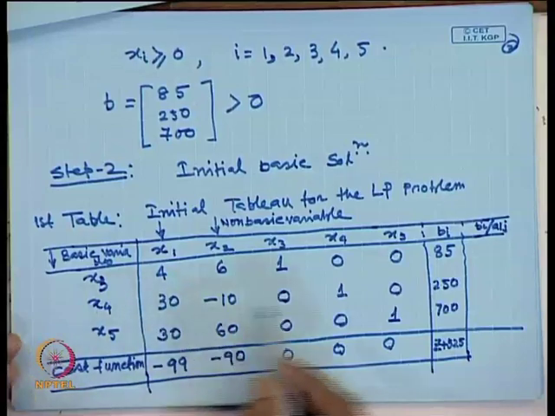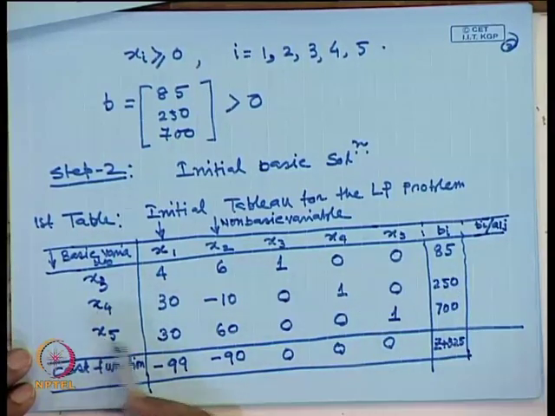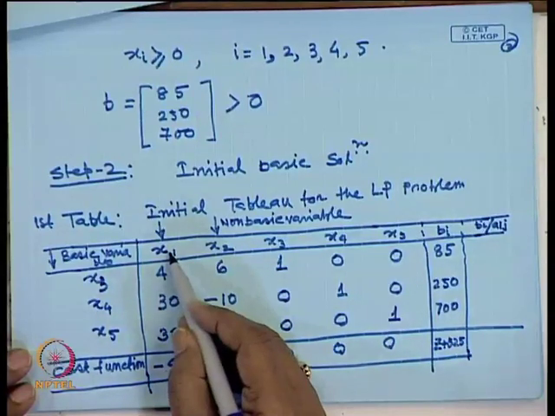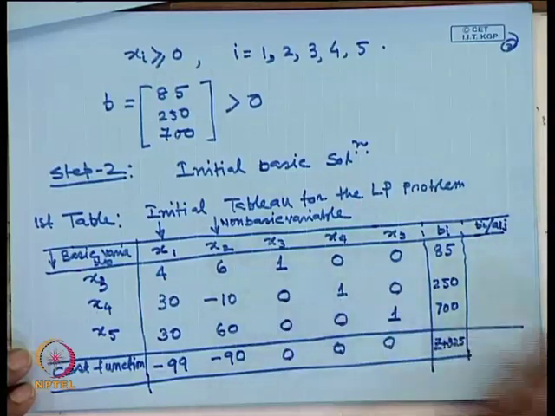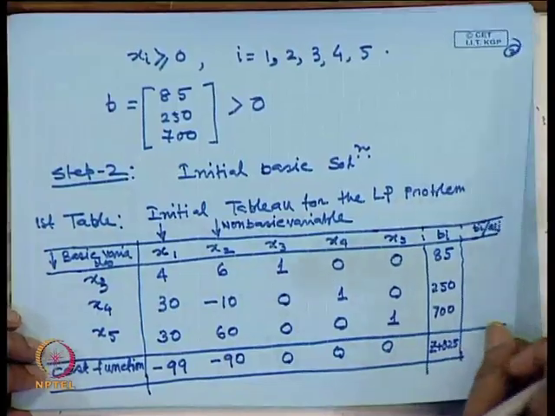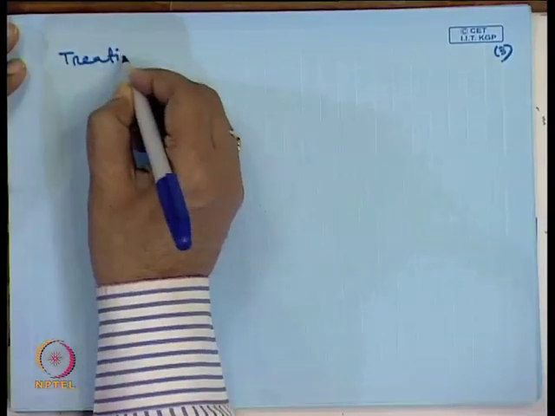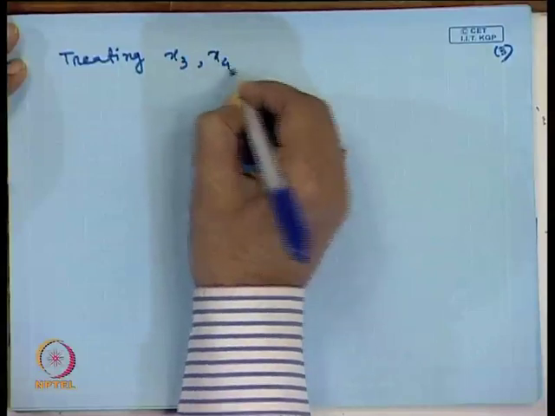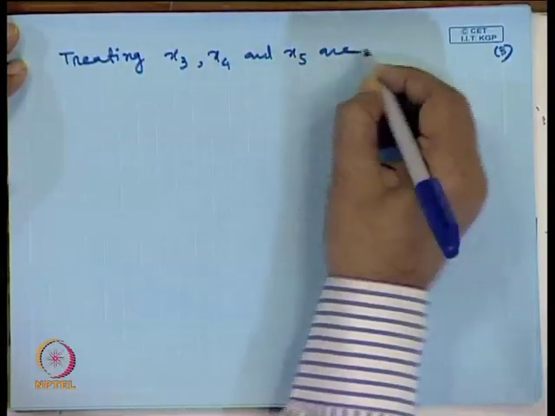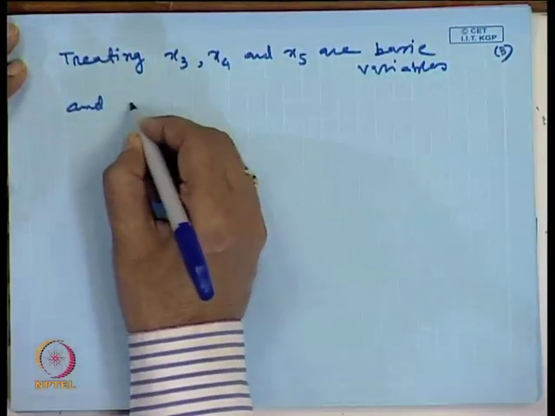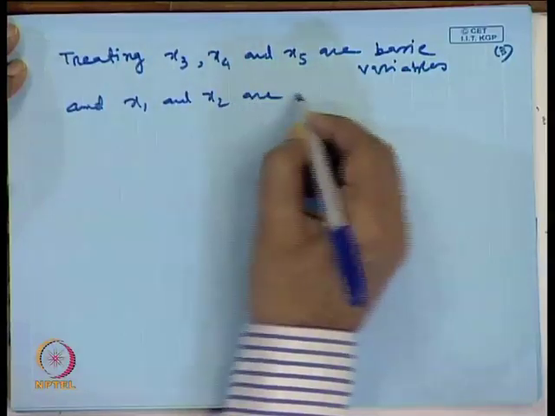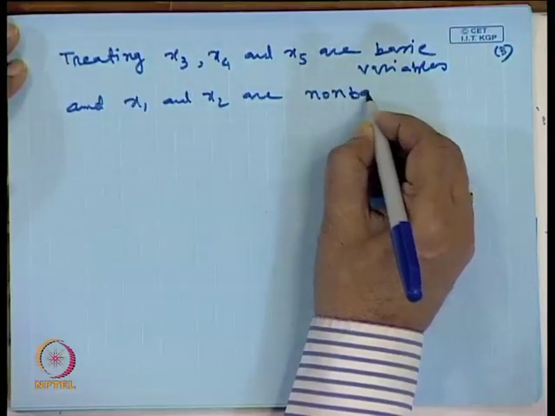Similarly, in this expression, you see our x4 is equal to 250, and our x5 is equal to 700, because 13 into x1, x1 value is 0, 16 into x2 value is 0, only x5 is equal to 700. So from this table we can straight away write that x3, x4 and x5 are the basic variables, and x1, x2 are the non-basic variables whose values are 0.